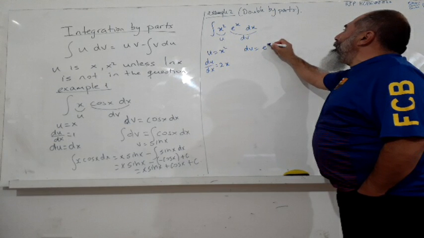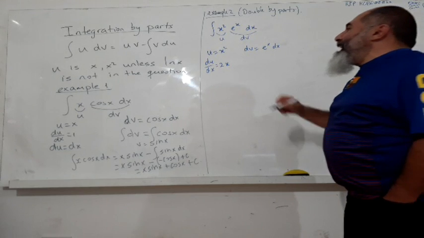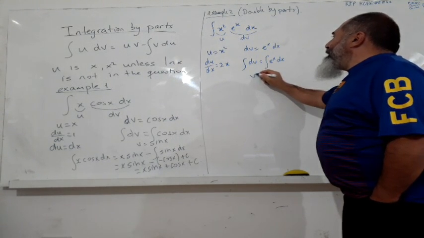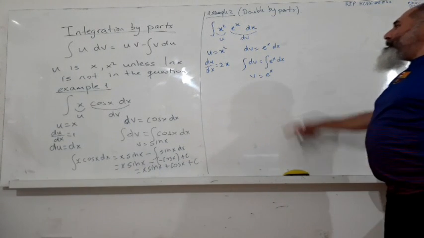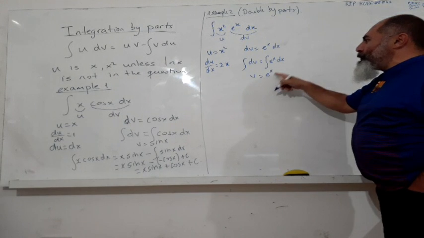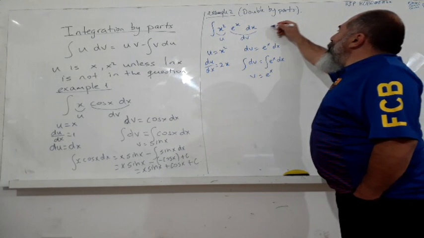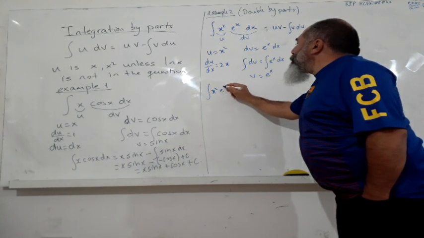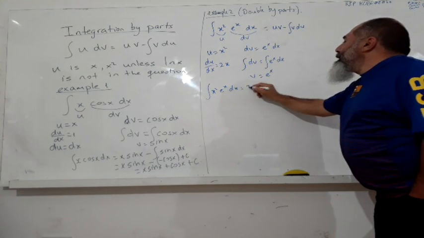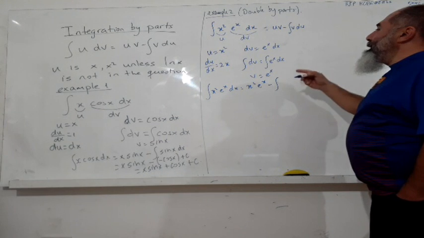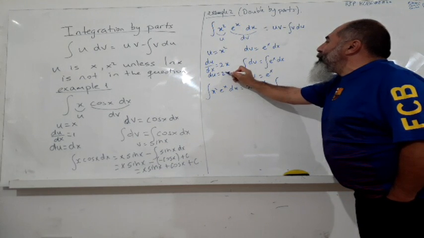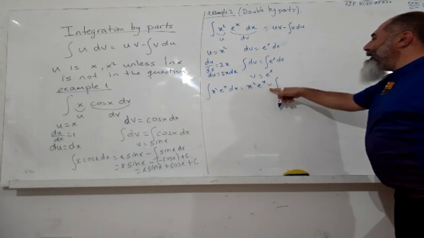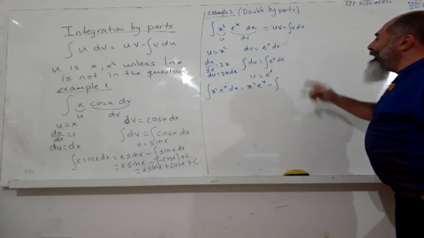To be able to find v, we have to integrate both sides. And integration of dv is v, v is equal to e to the power of x, because integration of e to the power of x is e to the power of x. Now, what was the rule? uv minus v du. So, x squared e to the power of x dx is going to be u times v minus, here we have to write that du is equal to 2x dx. Do not forget to write du in terms of x. When we come here, this is uv minus v times du. What is v? v is e to the power of x, and du is 2x dx.